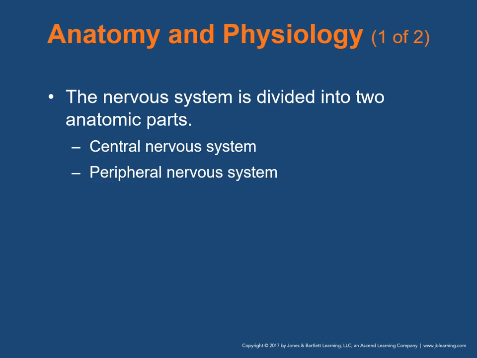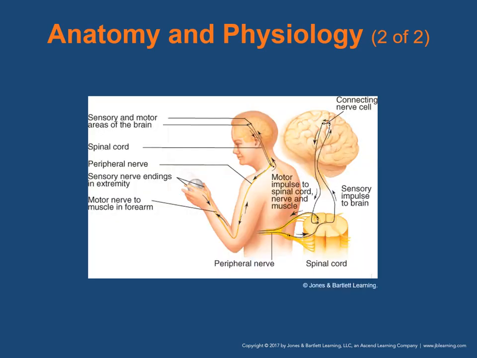Let's talk about the anatomy and physiology of these body systems. The nervous system is divided into two anatomic parts, the central nervous system and the peripheral nervous system. This figure shows the two components of the nervous system. Make sure that you study this chart carefully and understand the difference between the central and peripheral nervous systems.